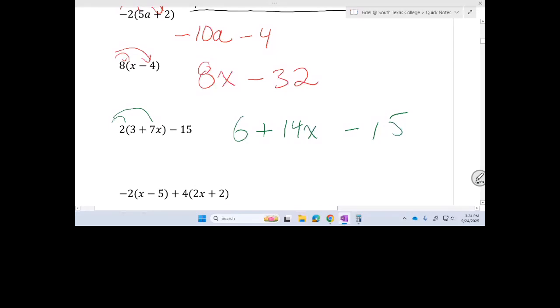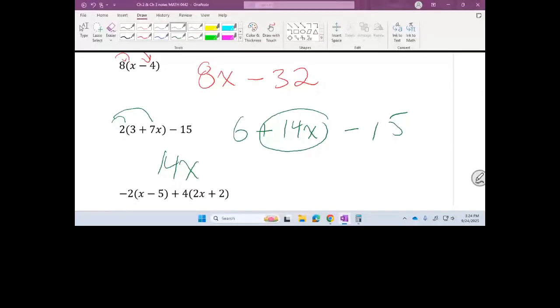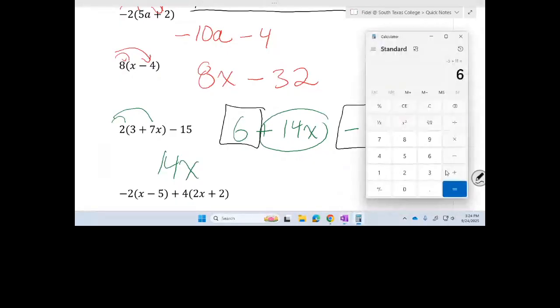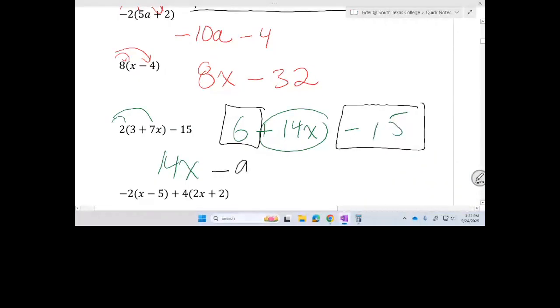Okay, so now here, y'all, we're going to worry about combining what we can. I can't do anything with this 14x, so I'm going to leave it alone, okay? But now, y'all, I do want to combine this 6 and that minus 15. Again, if you need to, use your calculator. It's all good. 6 minus 15, negative 9. And you're done, okay?